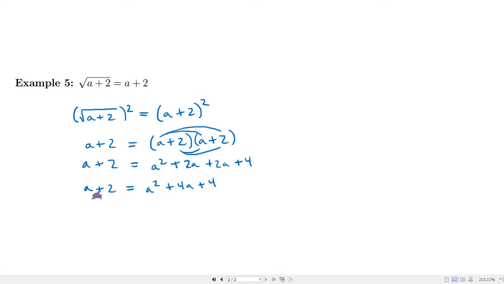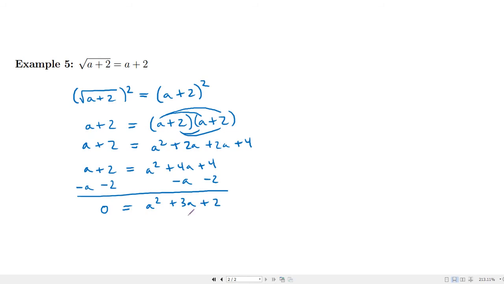So what did we do before? Well, we brought everything to one side, and then we tried to use our property of 0, right? So we will subtract the a, and we'll subtract a 2, okay? So we'll subtract an a, and we'll subtract a 2 from both sides of the equation. So this will give us 0 is equal to a squared plus 3a plus 2.